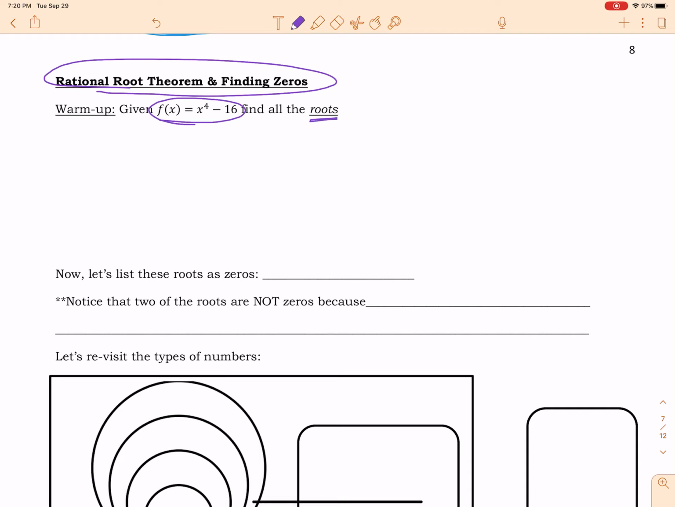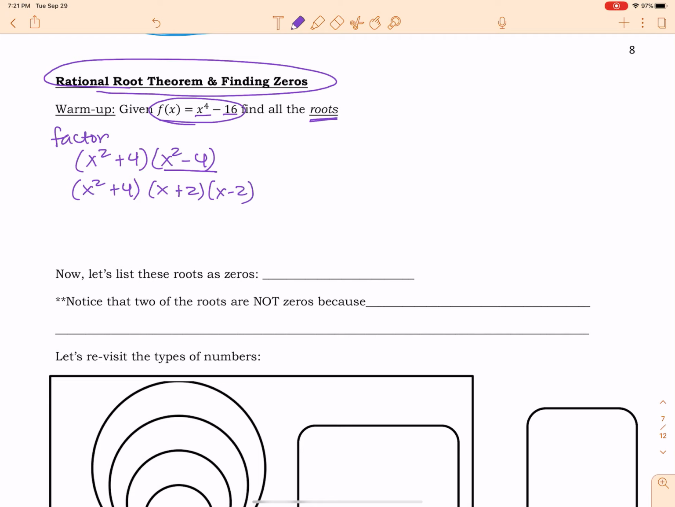Well, the easiest way to do this, since you can see it's a difference of squares, is to factor it. This is going to be x squared plus 4, x squared minus 4, and then I've got another difference of squares, so I'm going to take x squared plus 4 and x plus 2, x minus 2. Now I want you to notice this is a degree of 4. That means there are 4 roots for this particular function, but I only have 3 factors.